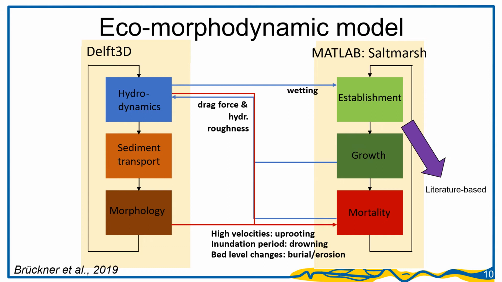On the other hand, the vegetation can die when the velocities become too high, or the inundation periods too long, or if the bed level changes lead to the burial or the erosion of the plant. So there's this direct feedback loop between the hydromorphodynamics and the saltmarsh growth. And I couple these two models pretty frequently, so every spring neap tidal cycle, which means that there is a direct update between the hydrodynamics and the species pattern and this direct feedback loop between the two of them.